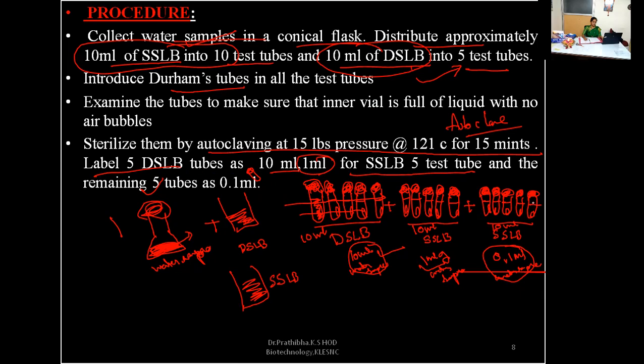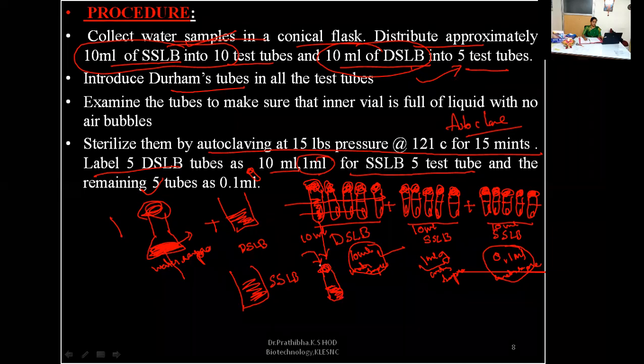Transfer all the test tubes to the inoculation chamber, the aseptic chamber. There, in front of the flame, take out, for example, let me take this example, this particular test tube. Cotton will be here and sample will be here. We need to add 10 ml of water sample from this. This is a collected water sample, right? We need to check whether this water is safe to drink or not. So from this you need to take 10 ml of water sample.